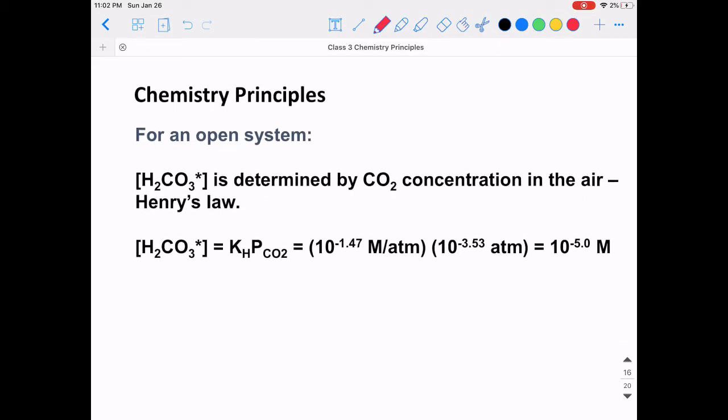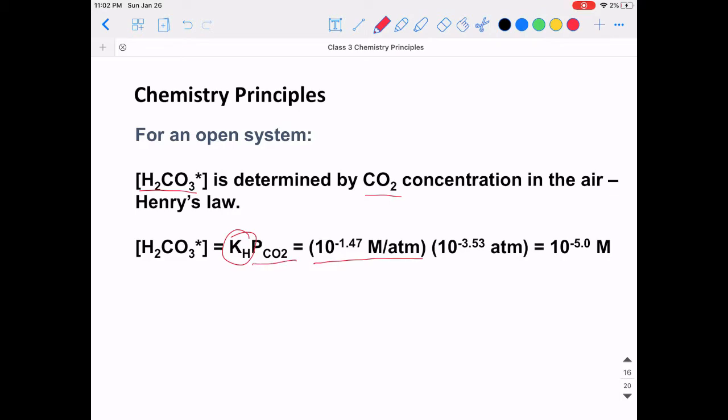Okay, so for an open system, as we have learned from our previous lecture, the concentration of the carbonic acid is purely dependent on the carbon dioxide concentration in the atmosphere. And this is decided by Henry's law, right? So we can find the Henry's constant for carbon dioxide, which gives us a value of 10 to the negative 1.47 M per atmosphere, okay?